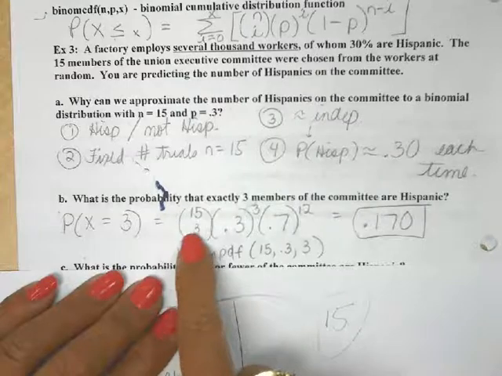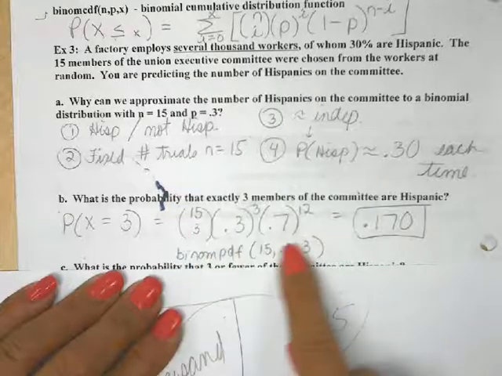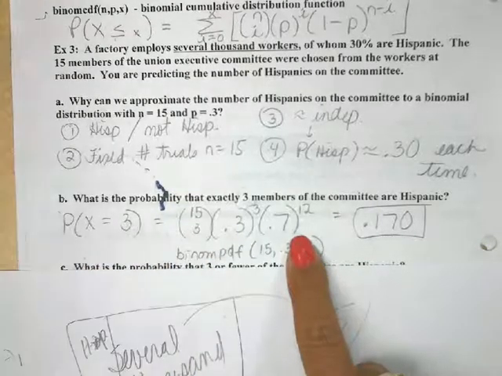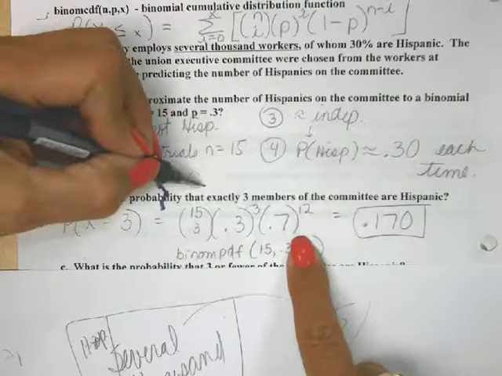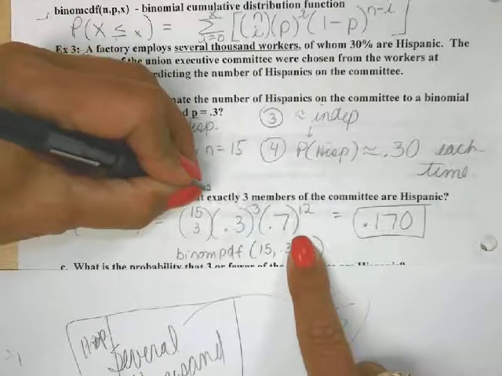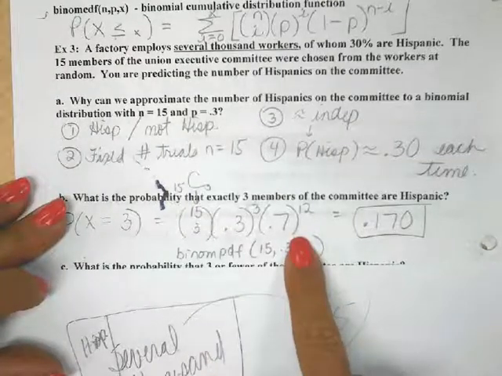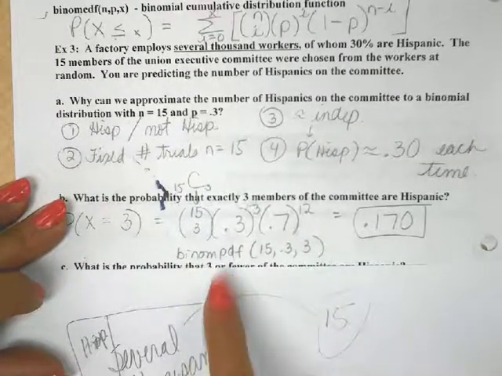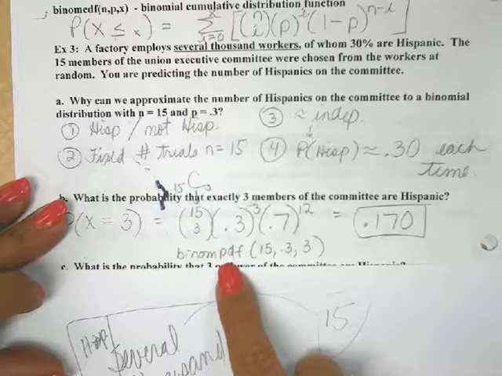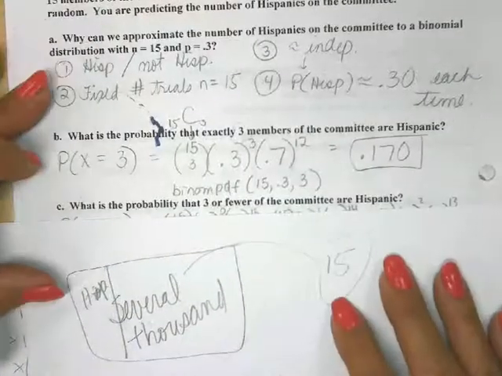This is required on the AP exam: to write out something like this, or I could put this as the corresponding combination of 15 choose 3 right here. But you must write this type of notation out. You can't just put the calculator feature answers down. You have to show where it came from. Now, let's look at the next question.